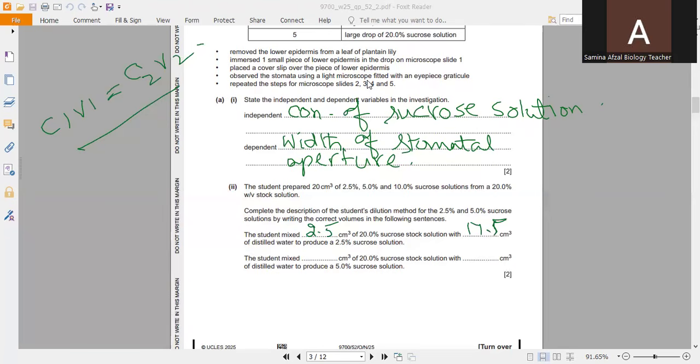So V2 is equal to 20, because we have the volumes V1 and V2, and V2 is 20. So we have to find out the volume we have to take. According to this, the volumes will be 2.5 and 17.5. And the other will be similar: 5 cubic centimeters of stock solution with 15 cubic centimeters of distilled water. So with the help of this formula, you can find out this answer which I have calculated.